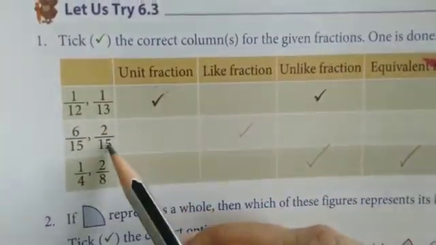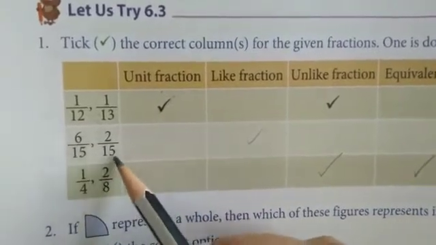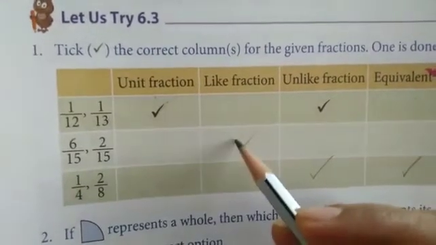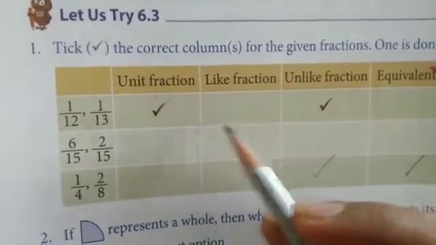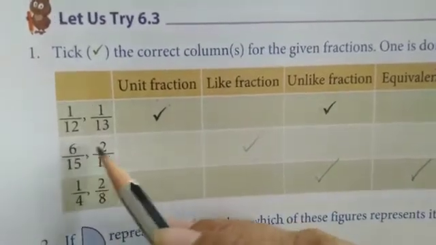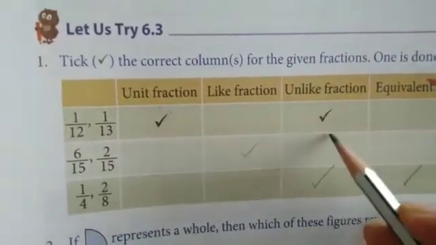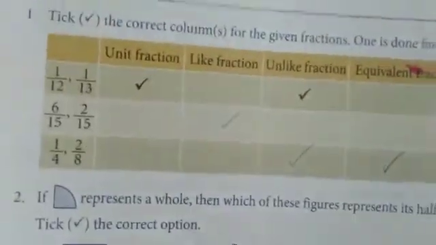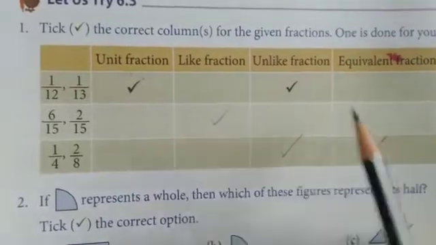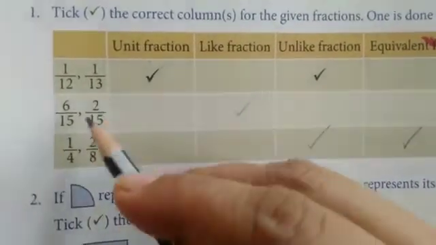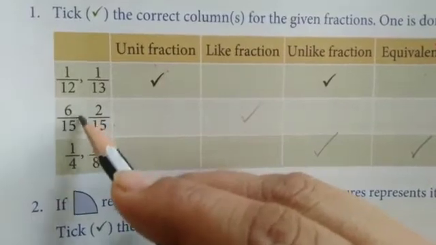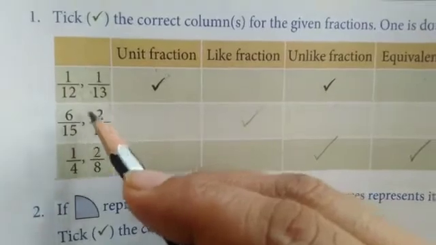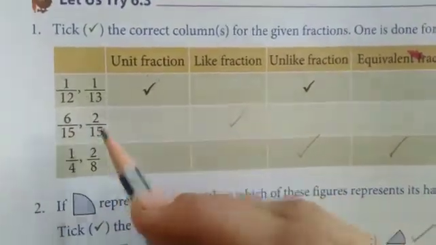Now next one, 6 by 15 and 2 by 15. Yes, so both the denominators are same, so we will tick on like fractions. Unit fractions are not there because numerators are not 1, right? Unlike fractions, they are not unlike fractions because they are like fractions. In equivalent fractions, they are also not equivalent. Suppose 6 by 15 I am multiplying by 2, so the answer will not be this one or this one. That's why they are not equivalent.